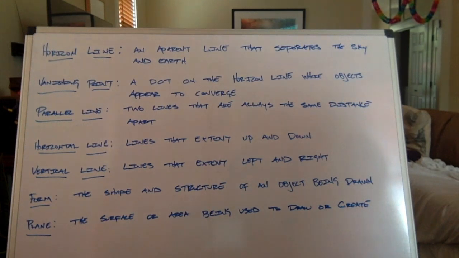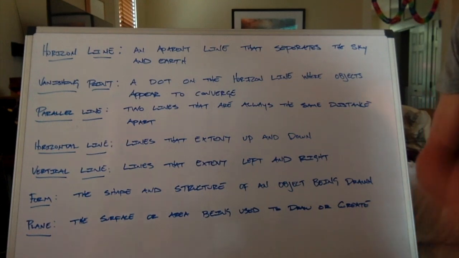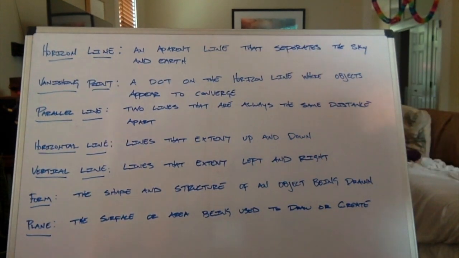The next vocabulary word is vanishing point. The vanishing point is a dot on the horizon line where objects appear to converge. So when we get into our lesson, we'll be drawing horizon lines and vanishing points, and you will see that when we start to draw our objects in three-dimensional views, those objects will converge towards the vanishing point. That'll make a lot more sense when we start drawing on paper.